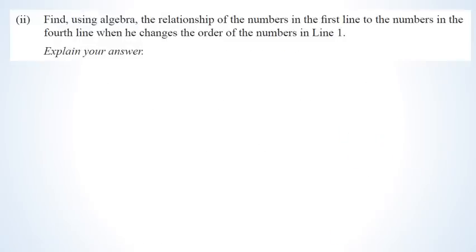Okay, so second question, they're saying find using algebra the relationship of the numbers in the first line to the numbers in the fourth line when he changes the order of the numbers in line 1. And again, like I said, I don't have the schedule for this, and I think this is what they're trying to ask for. So here I have the first number, the second number, the third number, and the fourth number.